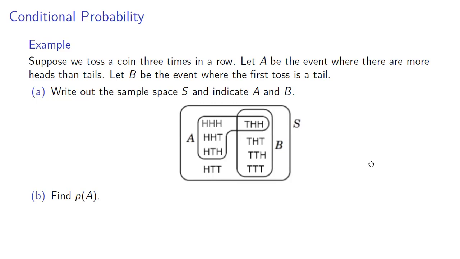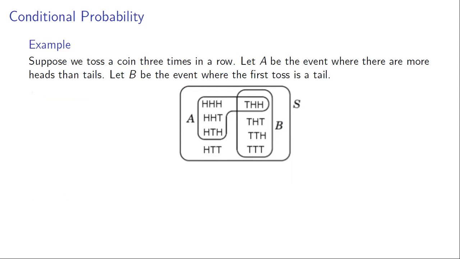Next, we would like to know what is the probability of A. Well, that's pretty straightforward. Each of these outcomes is equally likely to occur. The cardinality of A is 4. The cardinality of S is 8. So probability of A is 4 divided by 8, or 1/2.